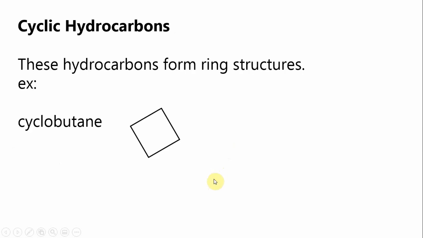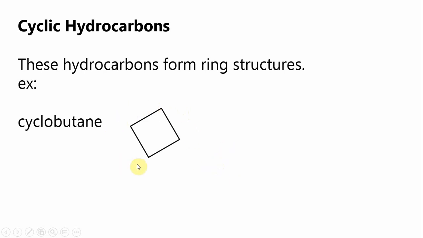All right, the other ones that we get to after alkynes are the cyclic hydrocarbons. With this, we just put the cyclo prefix in front of the root to indicate that it's a ring structure.